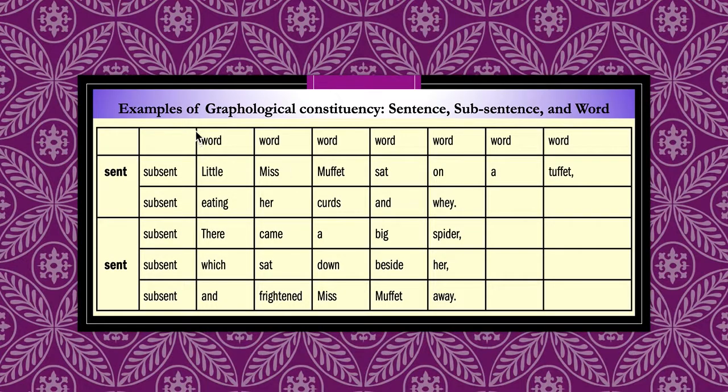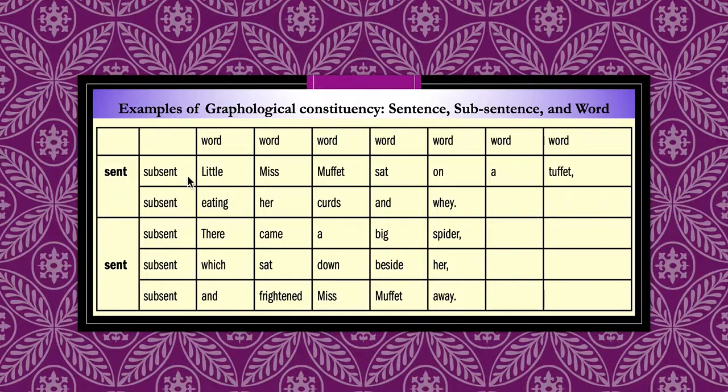Look, examples of graphological constituency: sentence, subsentence, and word. And of course later we have, so look here, we have this sentence, we have this sentence. So this is the sentence, this is the subsentence. Why subsentence? Because a comma is used, a full stop is used, sometimes we can use colon, semicolon. We have another example, we have sentence, subsentence, subsentence, here we have comma, we have full stop, sometimes semicolon, colon can be used. Then we have these words.